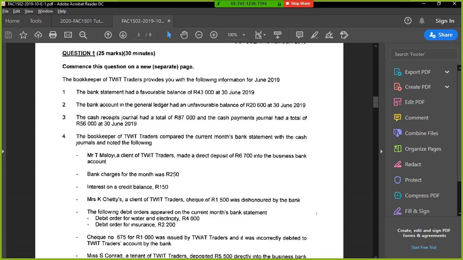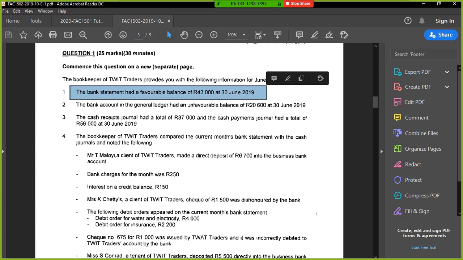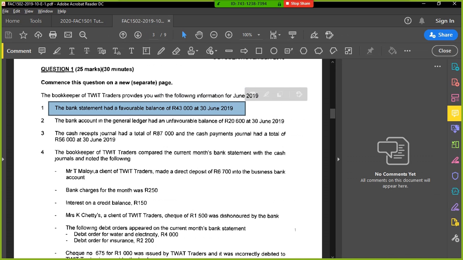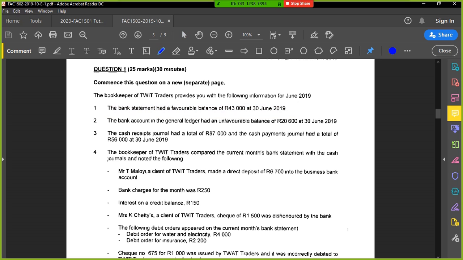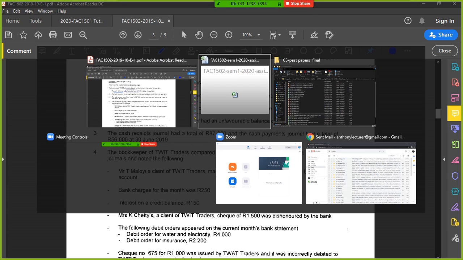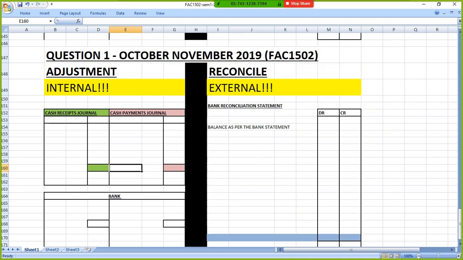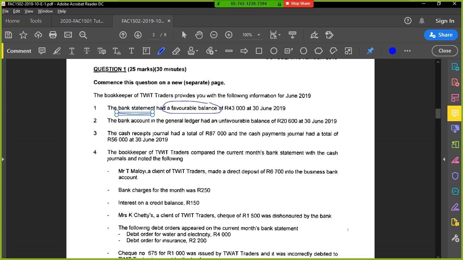First bit. Bank statement, favorable bank balance. You tell me where we're going to put this. On the reconcile side. Very good. See, you're already getting it right. Bank statement, favorable balance. Which side, debit or credit? It's debit because it's favorable. No, it's the opposite. Credit. There we go. Yeah, I know it in theory, but when it comes to applying it, I panic.